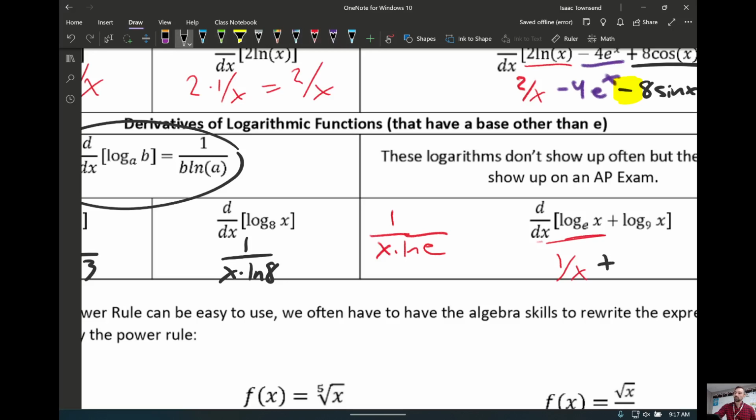Okay, and then this would be 1 over x times 1 over natural log of 9. Again, those aren't real important right now. We'll brush past those. But it's good for you to have it in your notes, I guess.